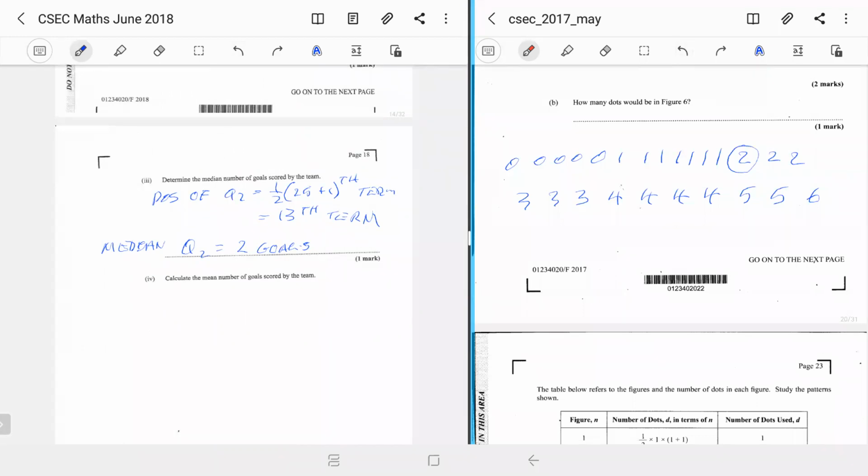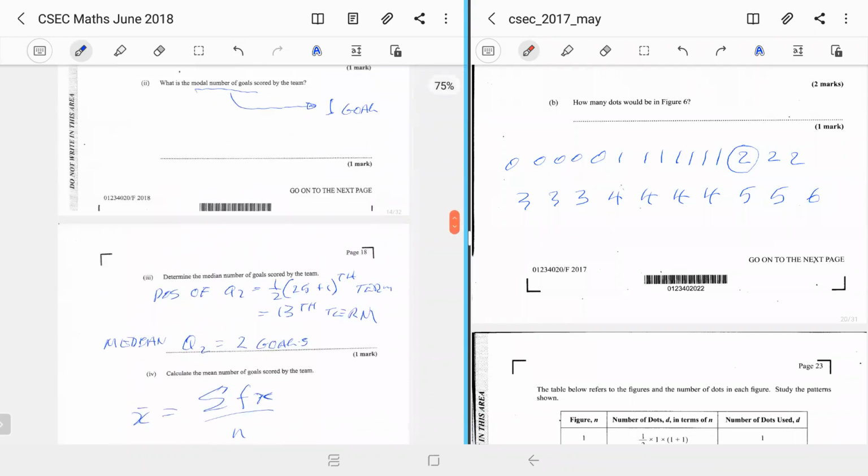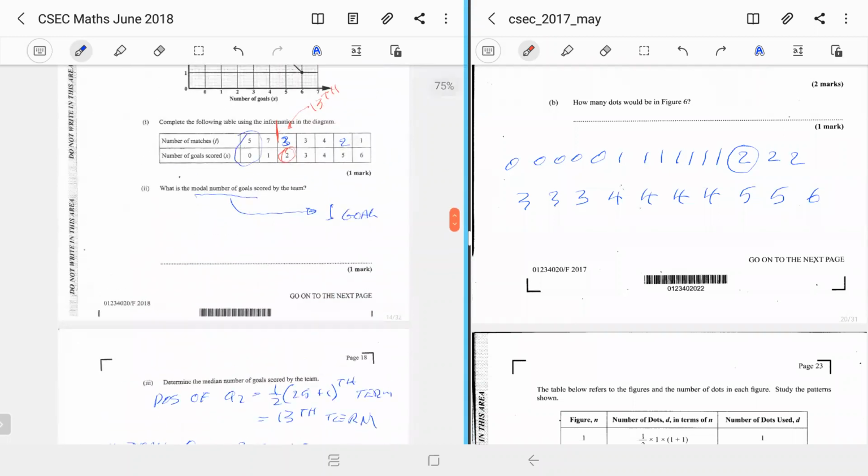But why do that? We can use a formula that says the mean is equal to the sum of fx divided by the number of goals. Remember, the fx is the frequency times the score. So we can actually do it right here, same way. The first pair, f times x, is 5 times 0.